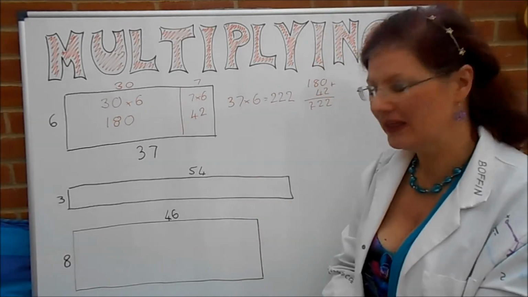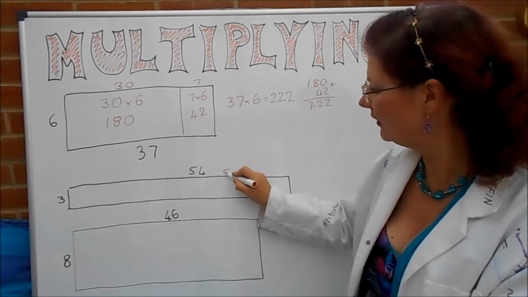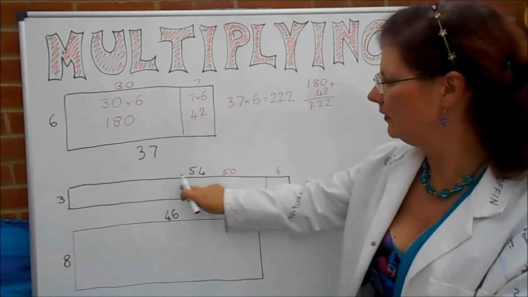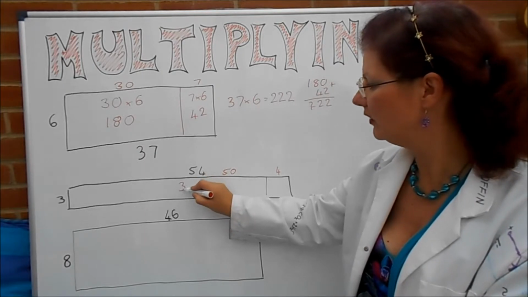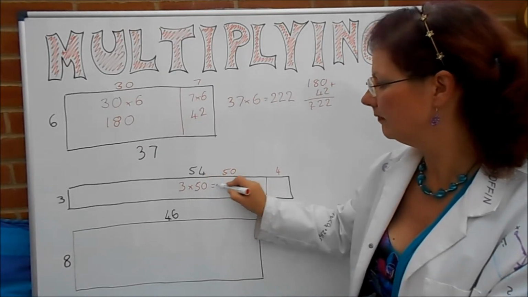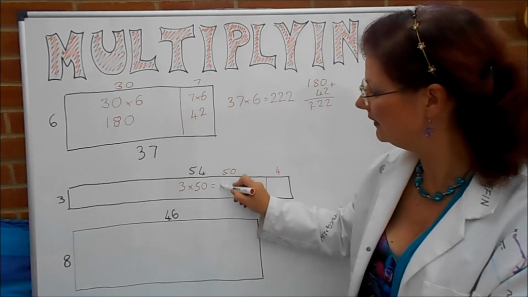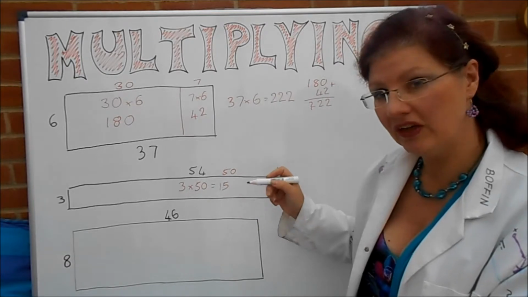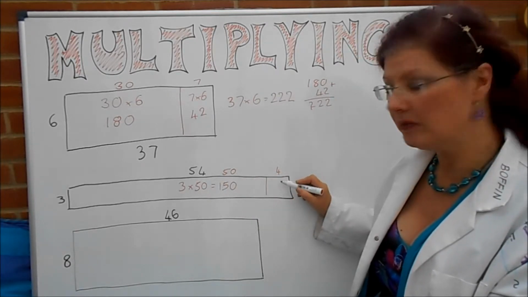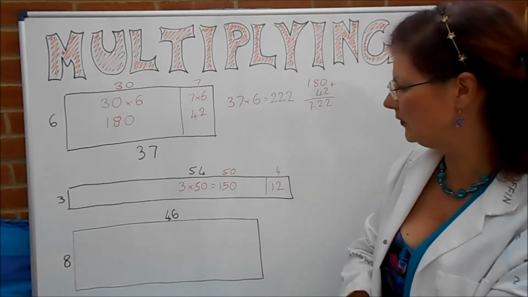The next one, I'm going to split that way over here, so that we've got one section that's 50 and another section that's 4. So this piece here is 3 times 50. 3 times 50, 3 times 5 is 15, with an extra naught on the end. And this section here, 3 times 4, that's 12. Haven't got quite room to write in the 3 times 4.